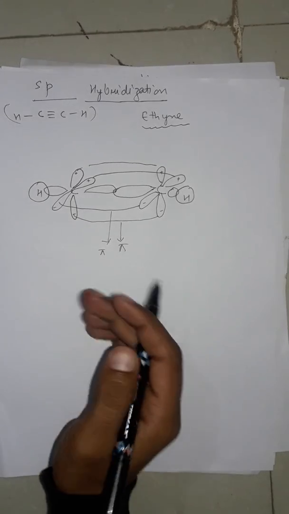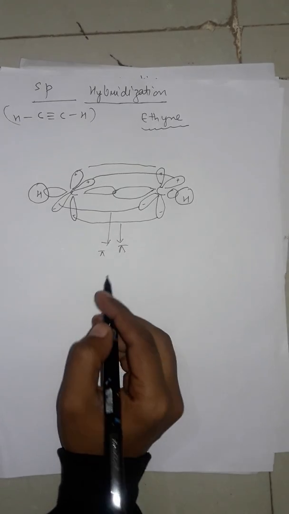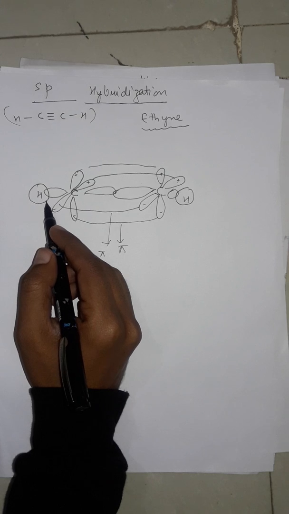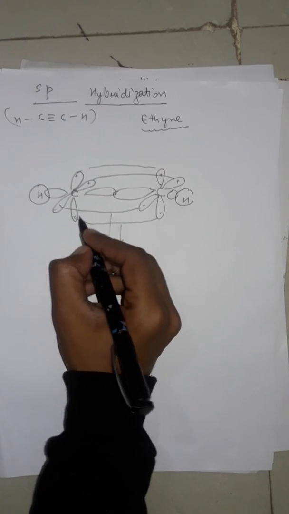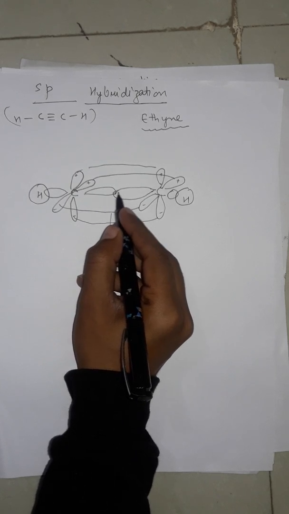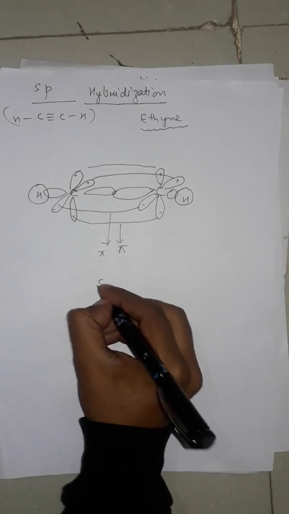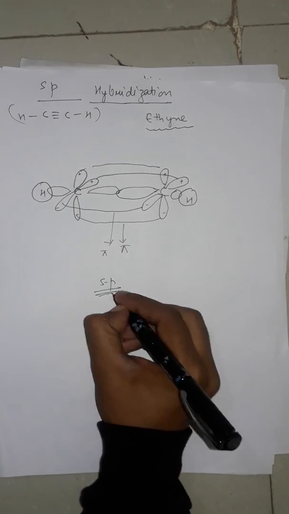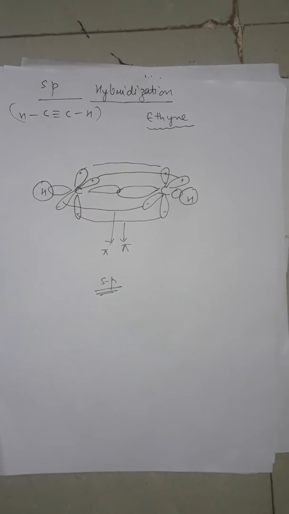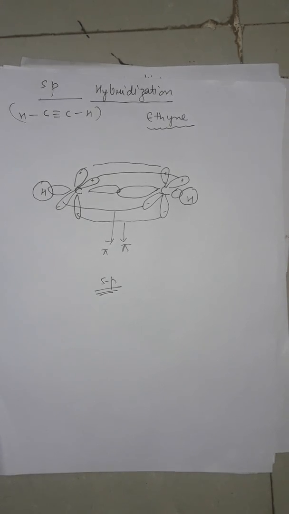But in this structure, the s character in this carbon is 1s and 1p. There is only one p making the p character here. One p character, one s character, that's why it is sp hybridization. So that's the hybridization of single bond, double bond and triple bond.